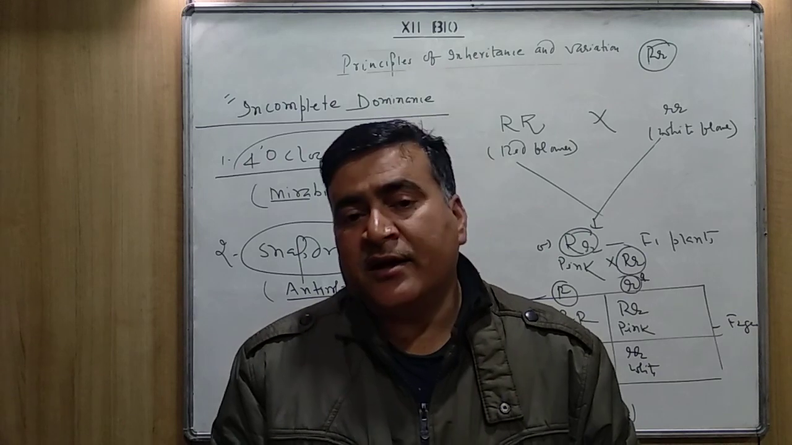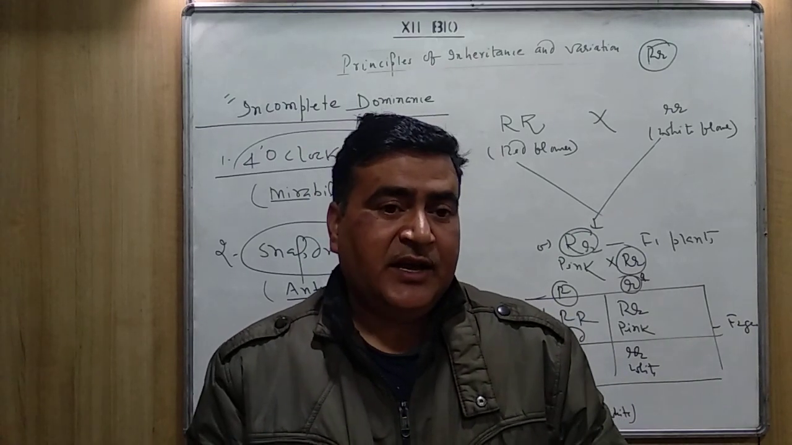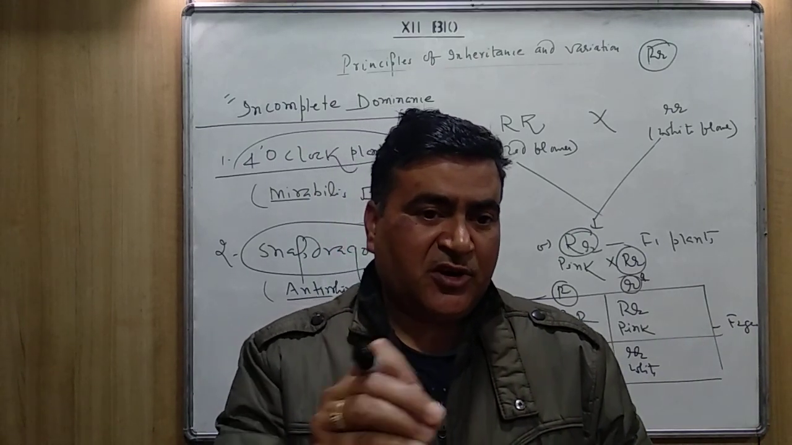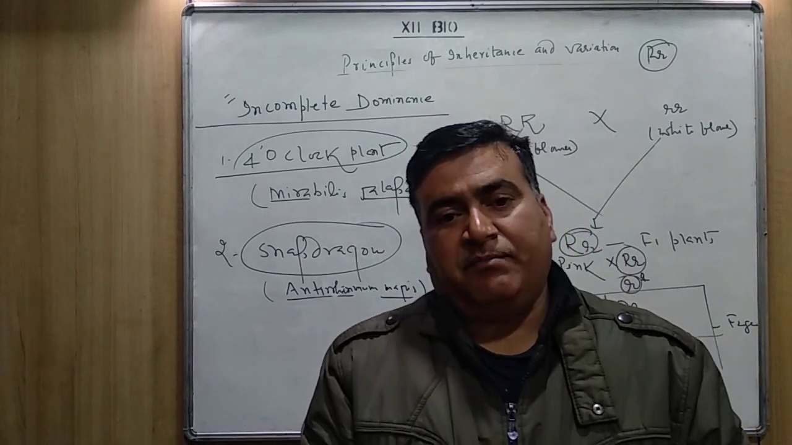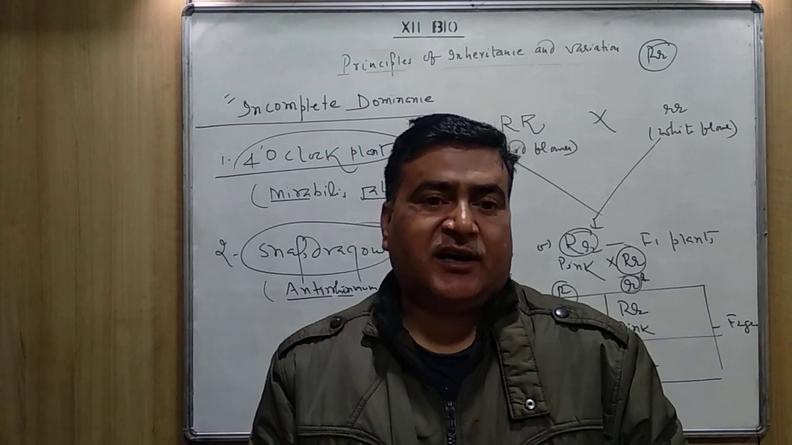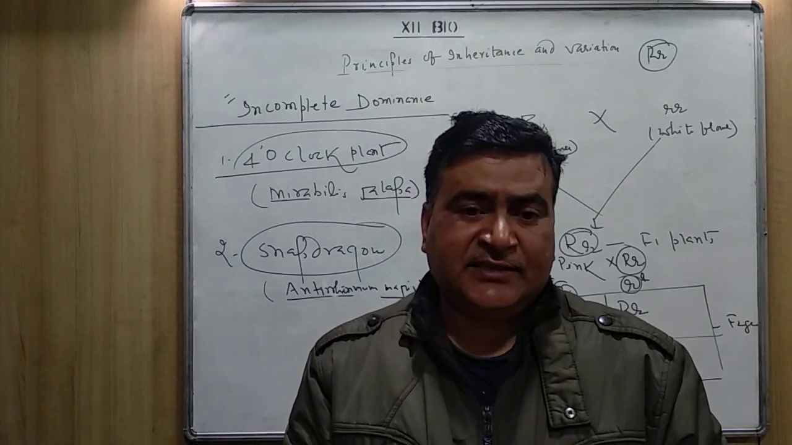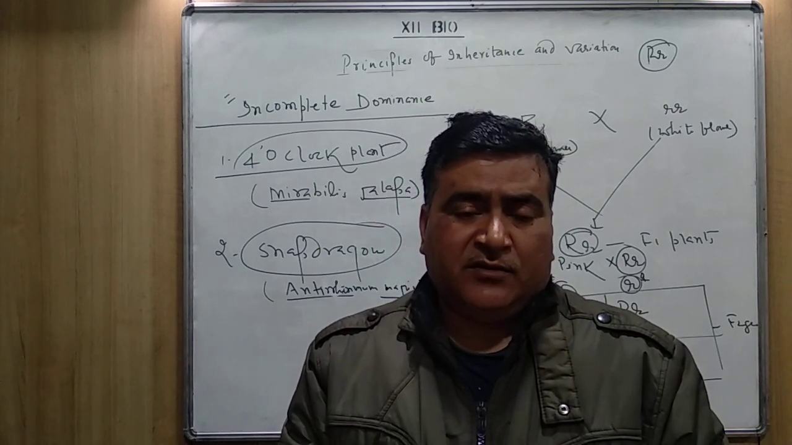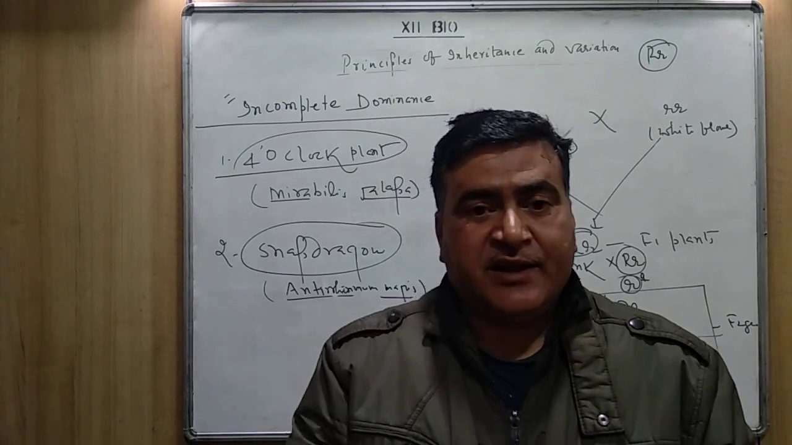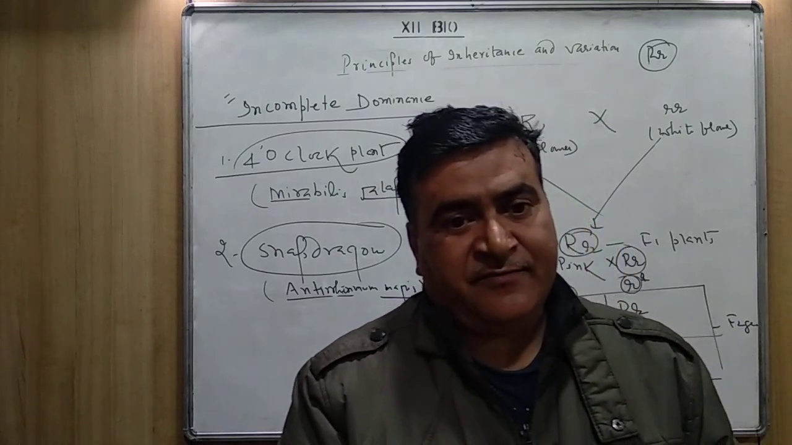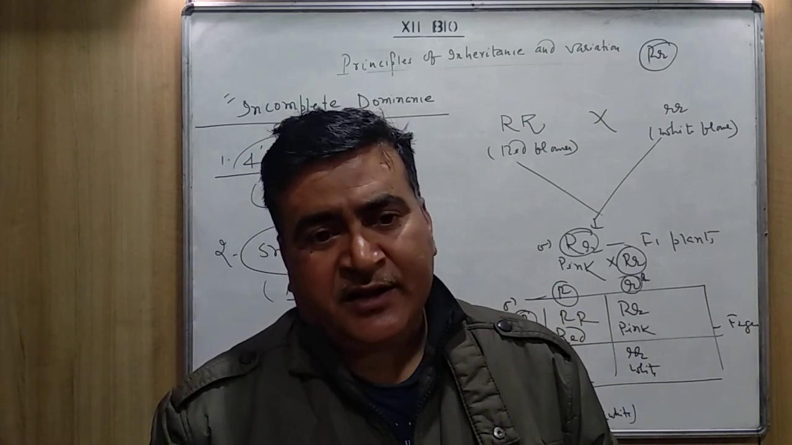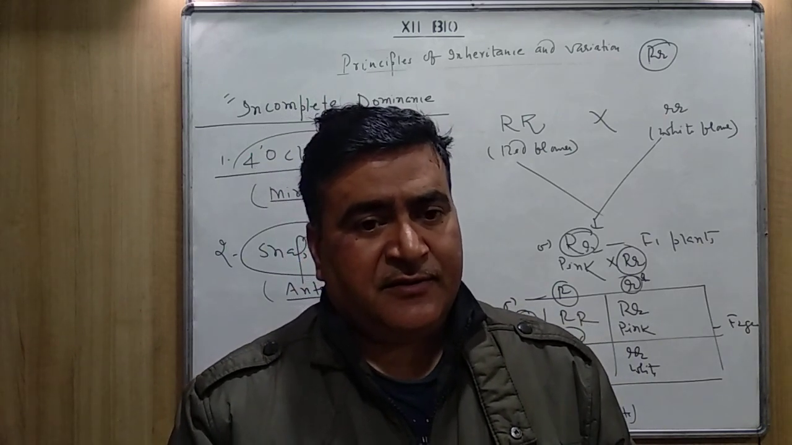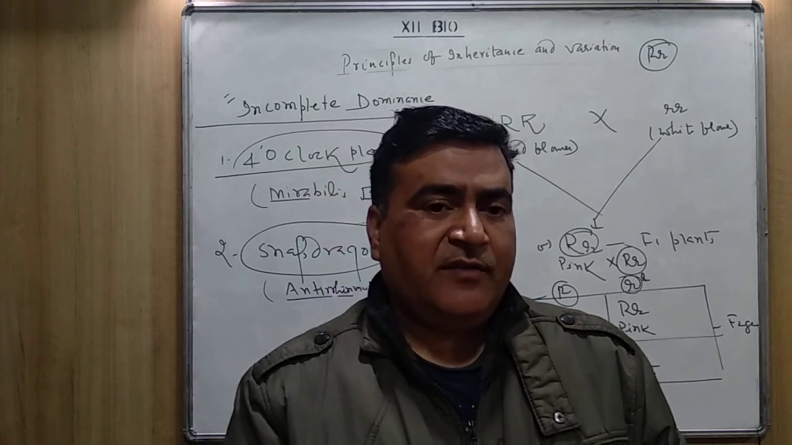The question is concerned with why the process of incomplete dominance is not called blending inheritance, because the parental traits, or you can say the parental characters, reappear in the F2 generation, and that's why it is not called blending inheritance. So this is very, very important.